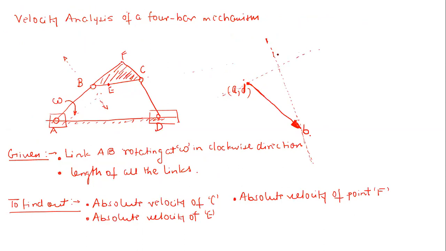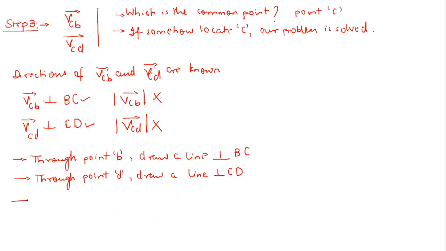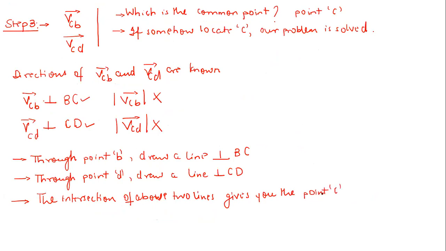Now, the intersection of these two lines simply gives you the point C. So this is very easy. You just have to remember the steps; the rest of the things are very easy. So the intersection of these two lines is going to give you the point C.